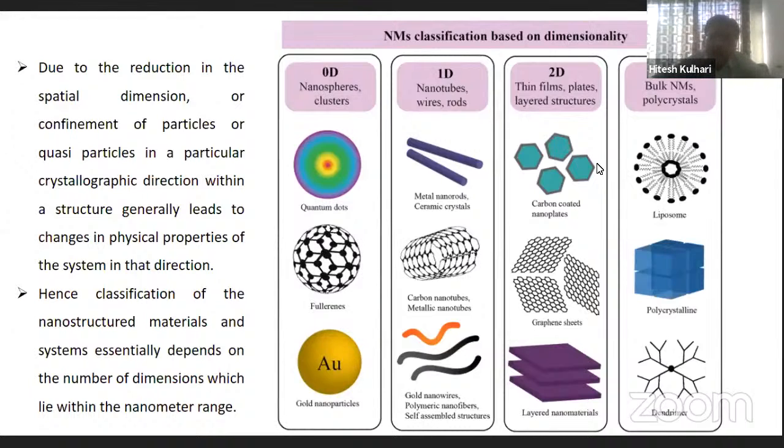The 2D materials, generally we call sheets. These are generally graphene sheets, carbon coated nanoplates, thin films; those are known as 2D materials. And the 3D materials are like the spheres of liposomes, polymer-based nanoparticles, dendrimers, because they have the full 3D structure in the nanoscale size range. So we can classify nanomaterials on the basis of how many dimensions are at the nanoscale: 0D, 1D, 2D, and 3D.